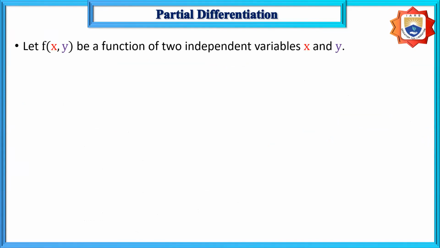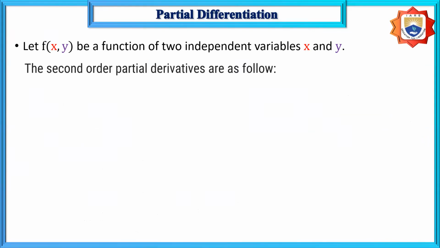Let f(x, y) be a function of two independent variables x and y. What we discussed previously were the first order partial derivatives with respect to x and y, the basic formulas and basic problems. Now we are going to discuss the second order partial derivatives. Whereas the first order partial derivatives are dou f by dou x and dou f by dou y, here it is not first order, it is second order, that means we take the derivative two times. First, you need to understand the different types of second order partial derivatives.